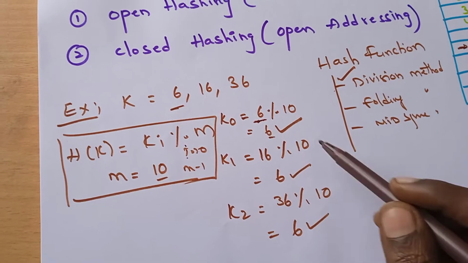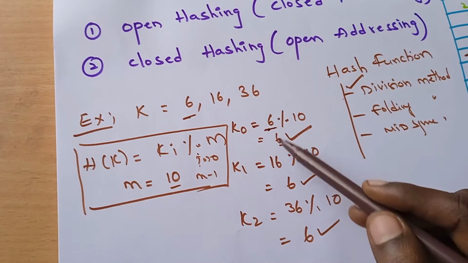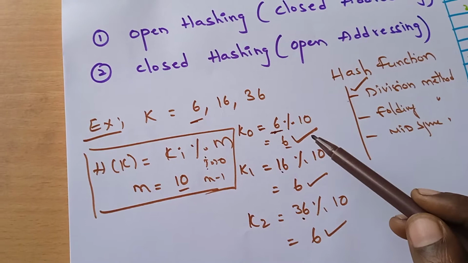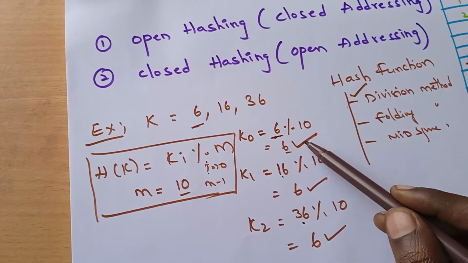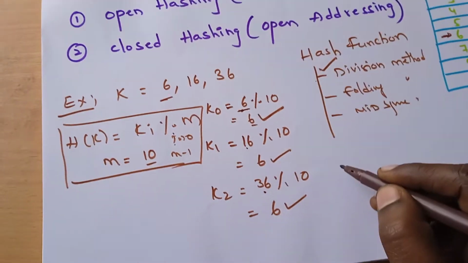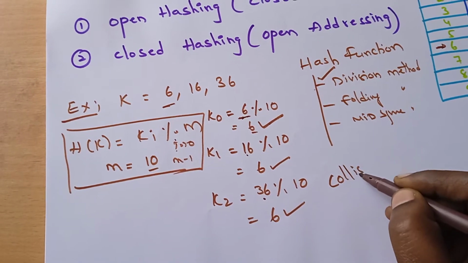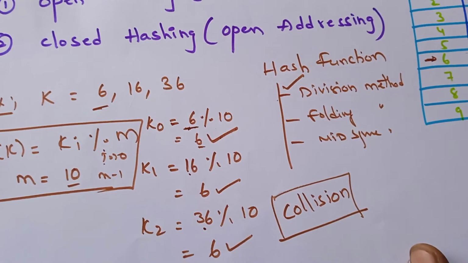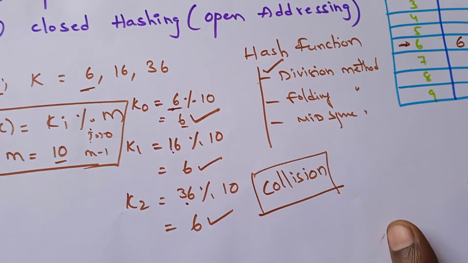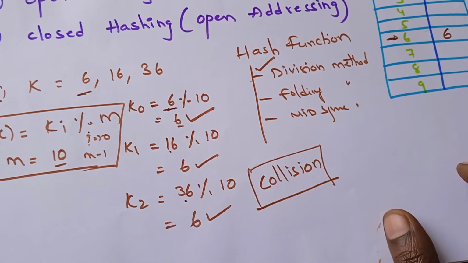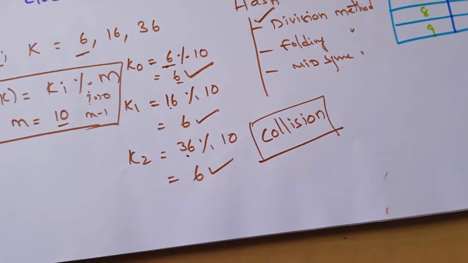Now look at this. There are three keys, 6, 16, 36, which are all locating the same location, the sixth index. This process is called collision. What is collision? When one location is accessed by a couple of keys, that process is called collision.